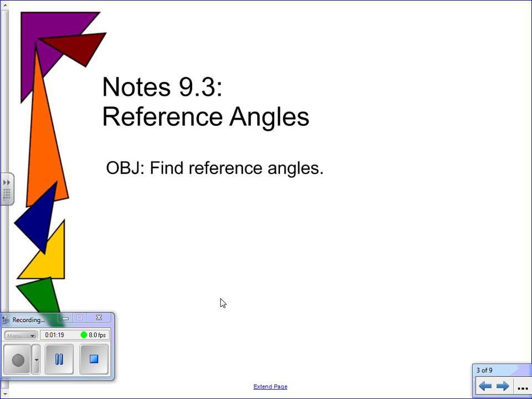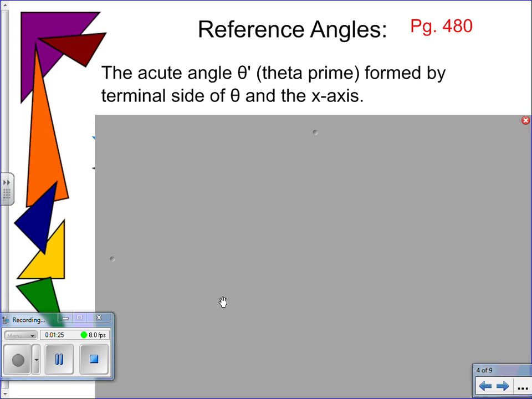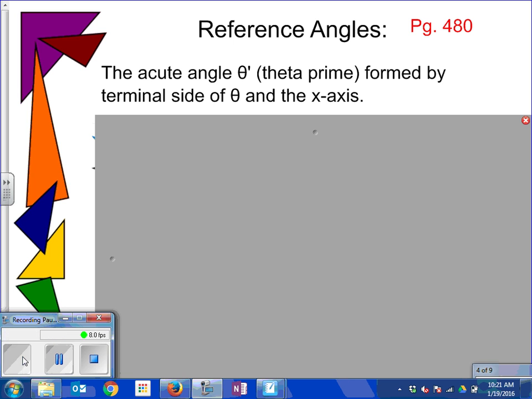So reference angles are something that's going to be very useful to us tomorrow. Today, we just have to wrap our heads around what a reference angle is. Here's the definition of a reference angle. I'll give you some time to go ahead and write it down. So there's a couple of really important things about the definition.